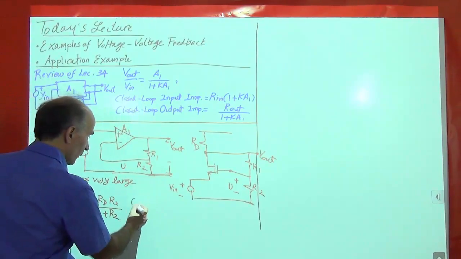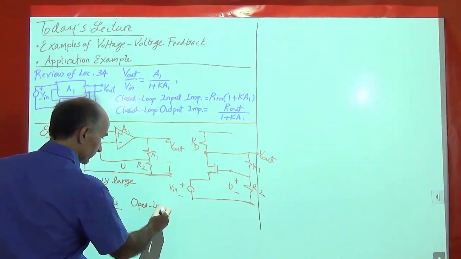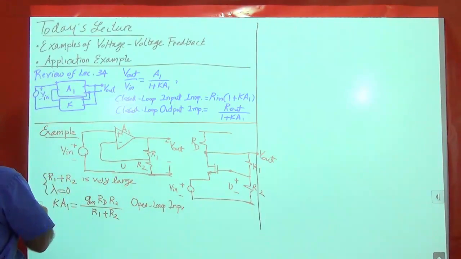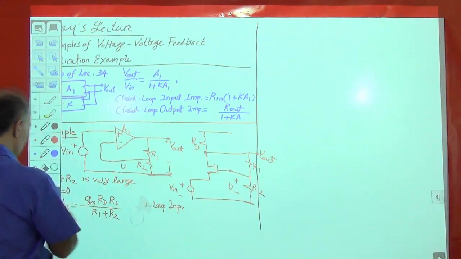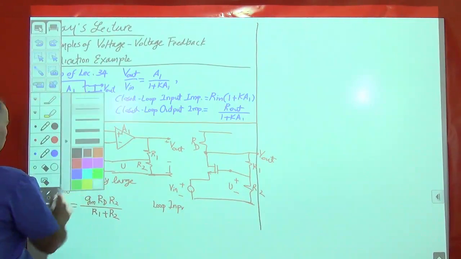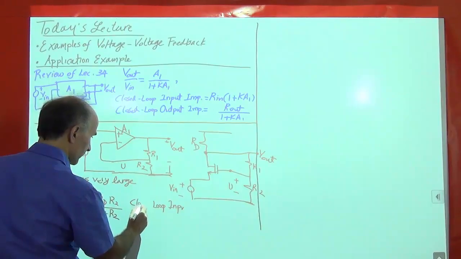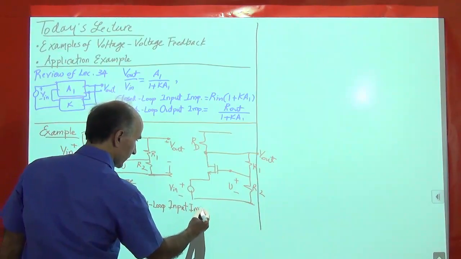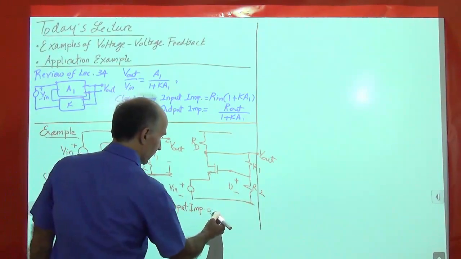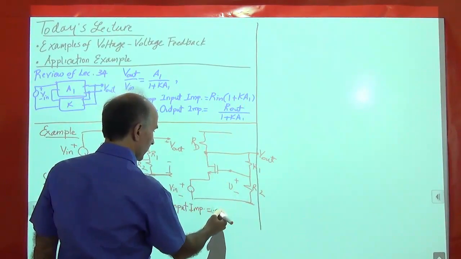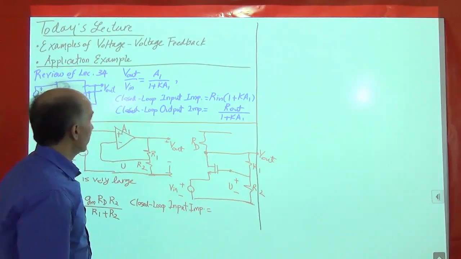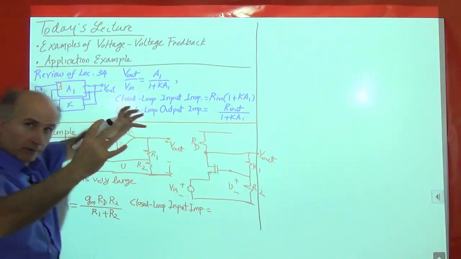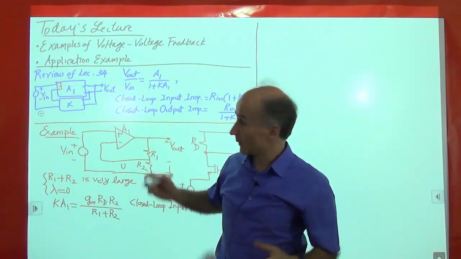So I say that the open loop input resistance, closed loop input resistance, closed loop input impedance or resistance is equal to Rin times 1 plus KA1. How much is Rin? Remember, Rin is the input impedance of this amplifier, the standalone amplifier, before we apply feedback around it. That's what we called Rin.